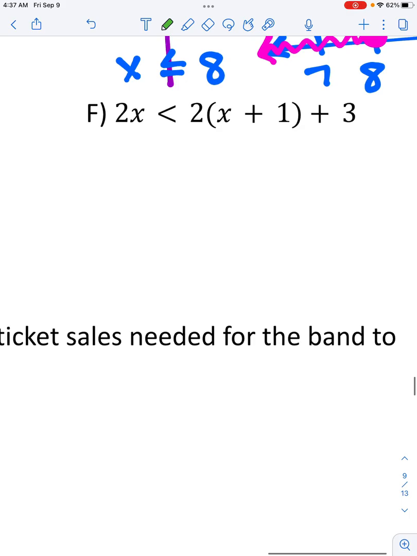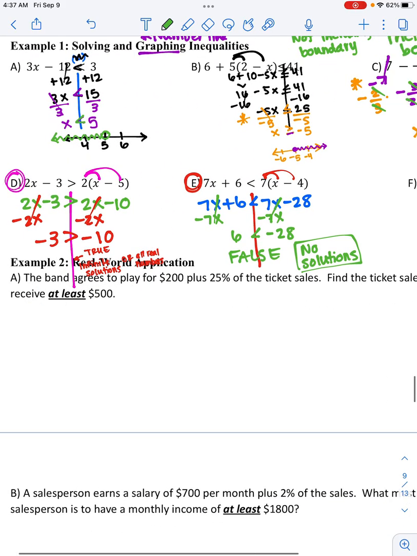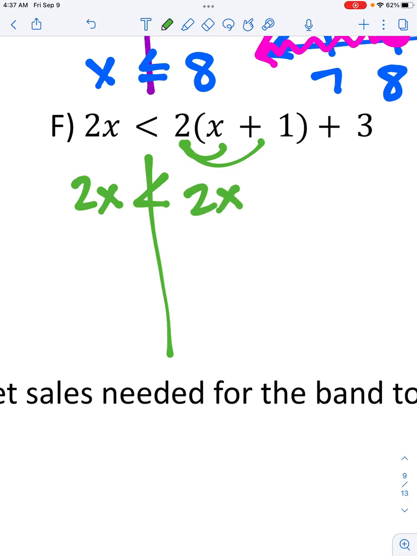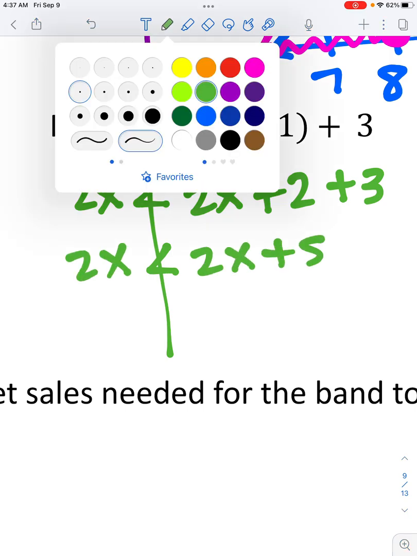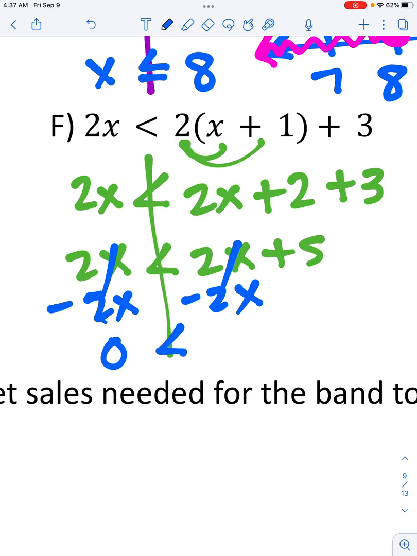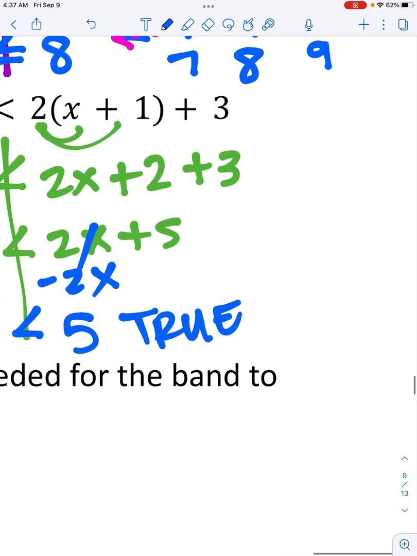And then this one here, is it going to end up being the same as this first one? Just real quick, I'll have 2x is less than 2x plus 2, and then bring that 3 down. So my 2x's, when I subtract them, minus 2x, they will cancel, and then I'll have 0 is less than 5. 0 is less than 5, that's true. So that would be like the all real numbers or infinite solutions.